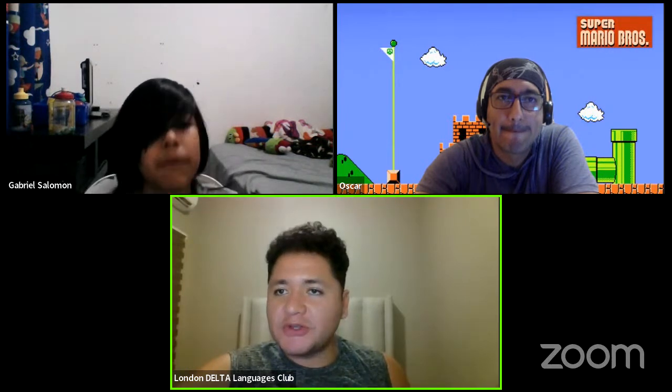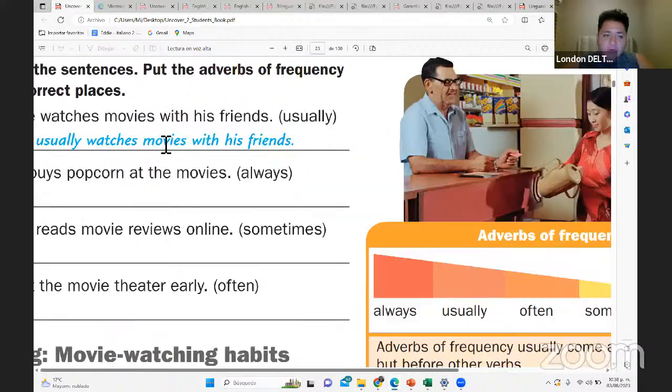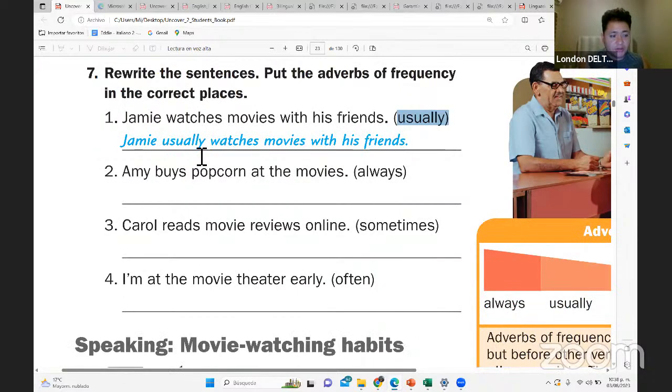Okay, I was saying now we're going to practice with these exercises that we have in your book. Okay, and well, so I told you, right? Some adverbs have to follow an order, deben de seguir un orden, okay? Por ejemplo, usually. Usually es un adverbio que debe de ir entre el sujeto y el verbo. Usually puede ir también al inicio, ¿ok? Pues vamos a decir que es flexible.